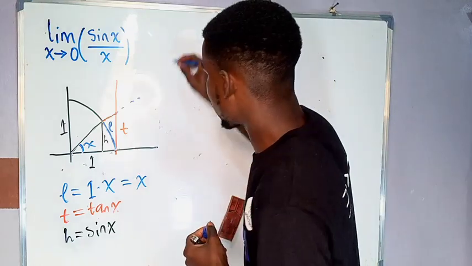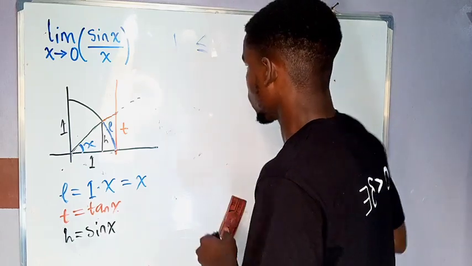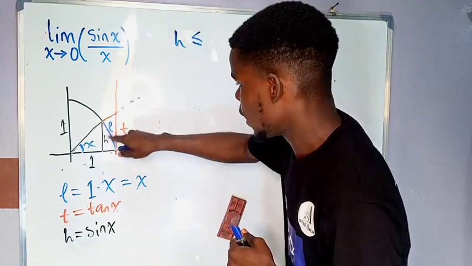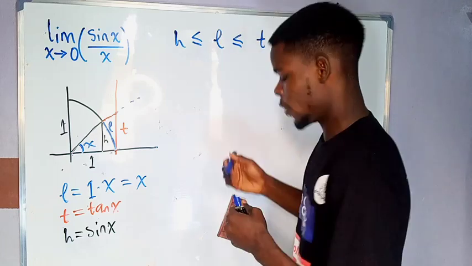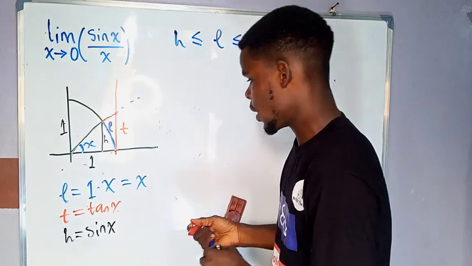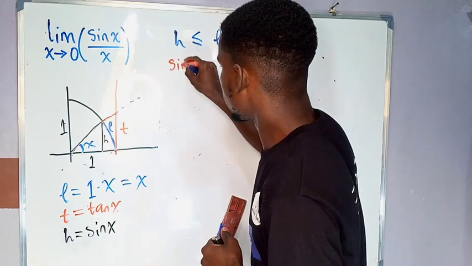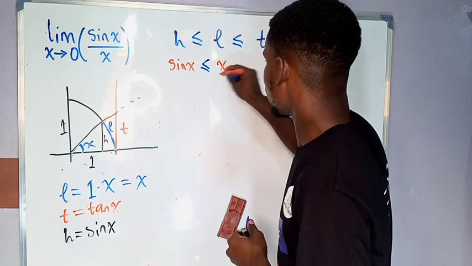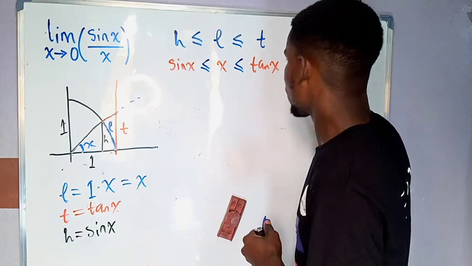So this is what we are going to do. We're going to start off by saying h is less than or equal to L, and then L itself is less than or equal to T. That's how you're going to set it up. Then what is h? Well, by substitution, our h here is sine of x. So sine x is less than or equal to L, which was found to be x itself, which is less than or equal to t, which is tangent of x.